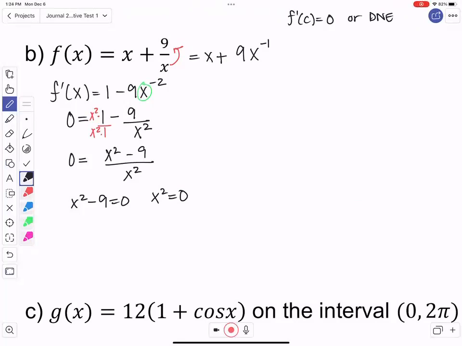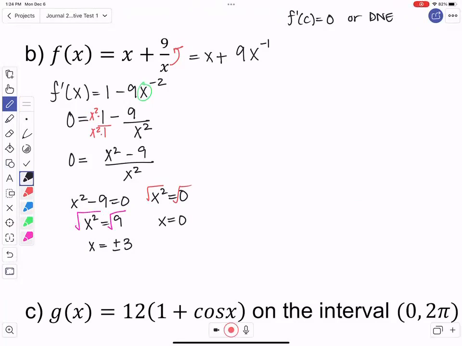So if I were to solve the first one, it's pretty easy. I just add the 9 over and take the square root. So if I take the square root of 9, I get positive and negative 3. Okay, so 2 answers. This one, I also have to take a square root. So this ends up being x equals 0.